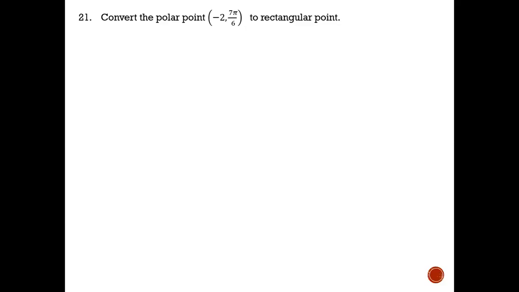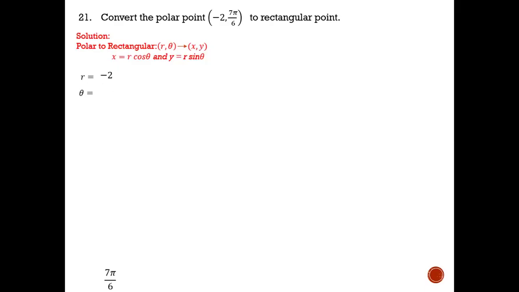This particular problem says convert the polar point -2, 7 pi over 6 to a rectangular point. So I understand when they're giving me the polar point, that first value refers to the radius and that second value refers to the angle of the polar coordinate point. To get the rectangular point, we have some formulas. To get the x value is r times cosine of theta, and to get the y value is r sine of theta. Again, they're giving me everything to solve for this.